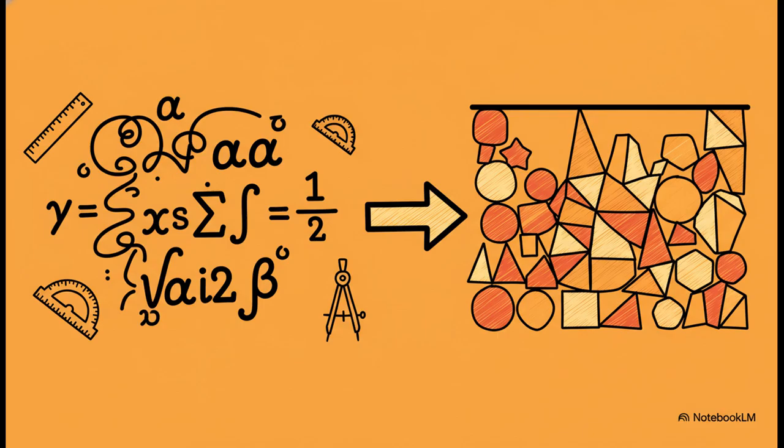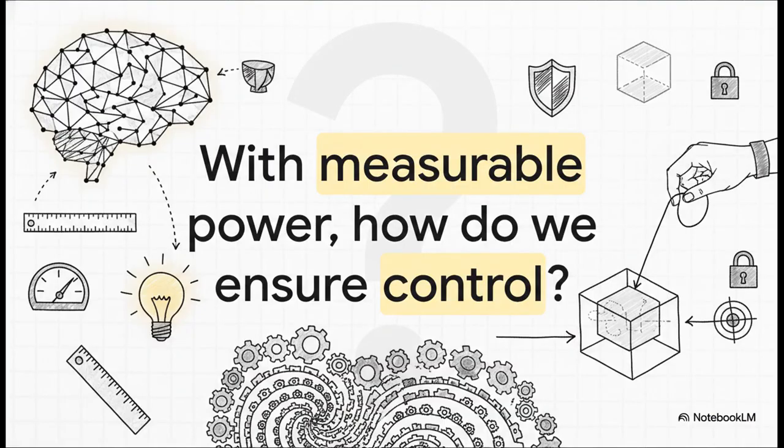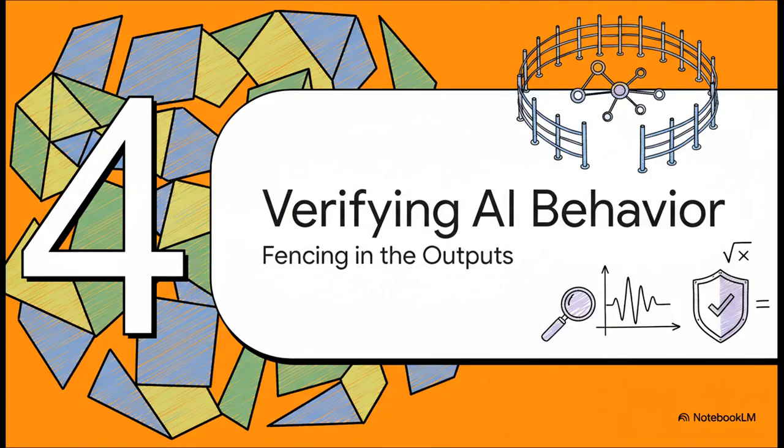For the first time, we have a way to put a hard number on a network's maximum potential complexity. So, being able to measure this raw power leads us to the next, absolutely critical question. Knowing the theoretical maximum is one thing, but how do we make sure a real, trained network actually behaves the way we want it to? How do we get control? And that question is the perfect bridge to our second paper and this whole concept of neural network verification.